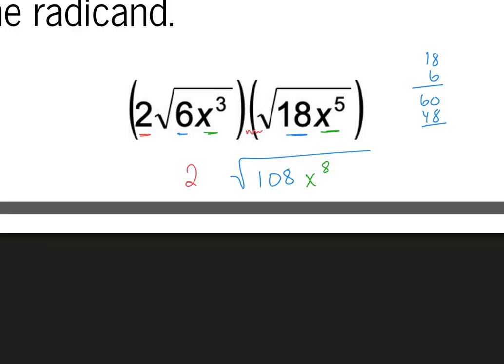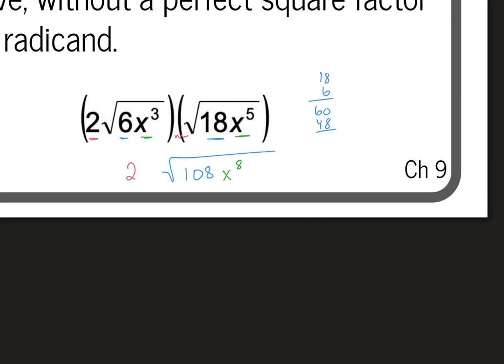And let's see, we are now going to take the square root of 108. So 108 is really 2 and 54. That's 2 and 27. That's 3 times 9. That's 3 times 3. So check it out. We have a perfect square here, a perfect square here, and he stays home.